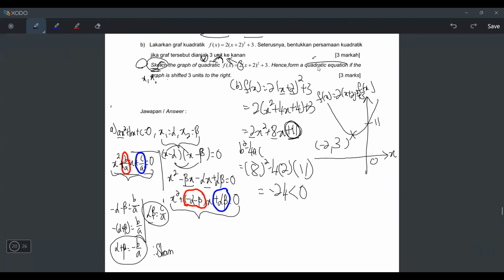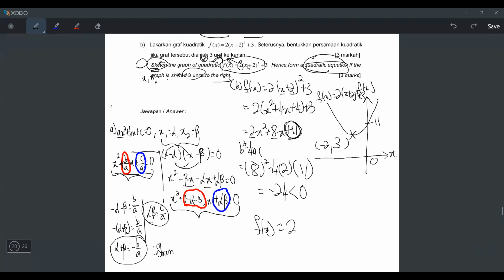And then they say, hence form another equation if the graph is shifted 3 units to the right. So the whole graph now I shift 3 to the right. So what will be my new equation? Okay, the original equation is this. This is the original equation. But now when you move to the right, what will happen? What do you think will happen to the 2?